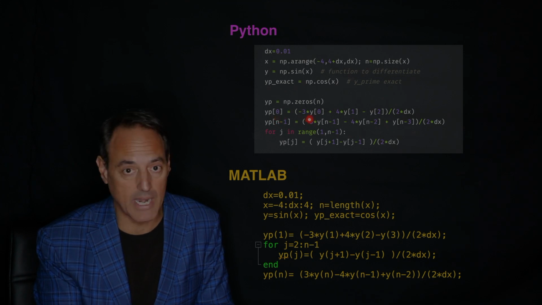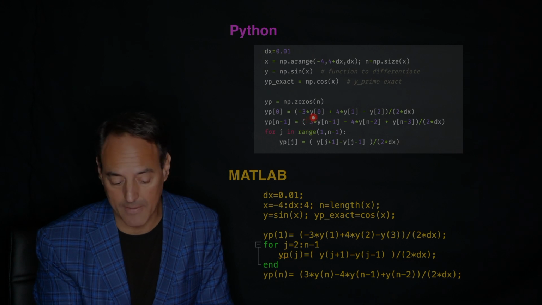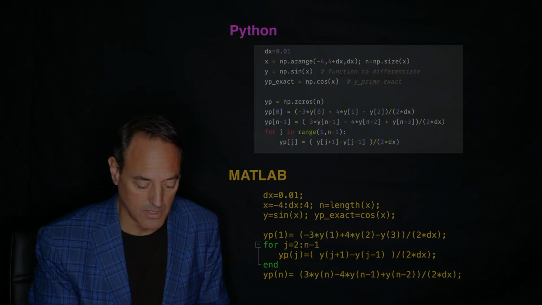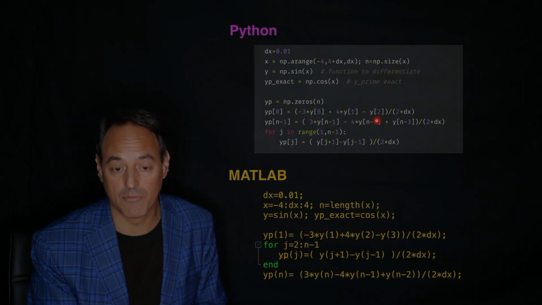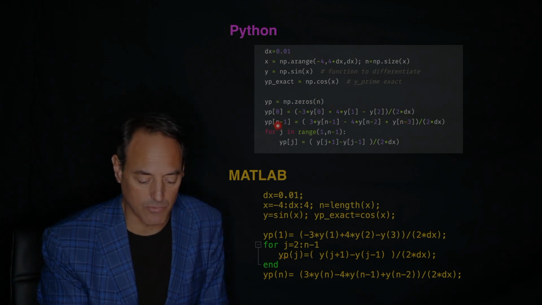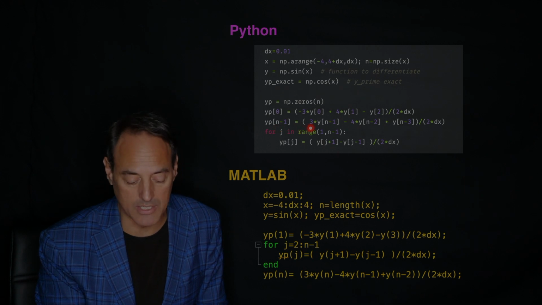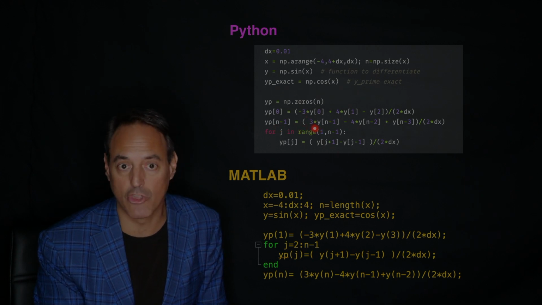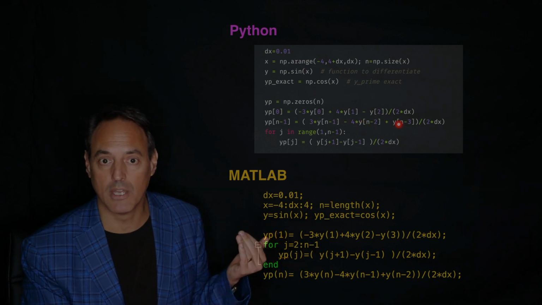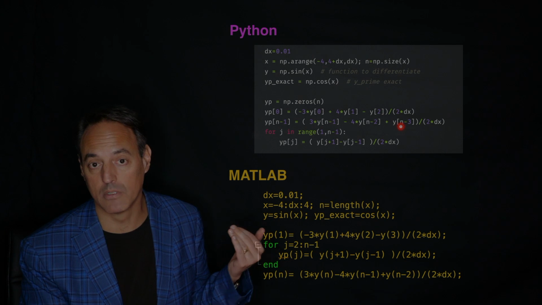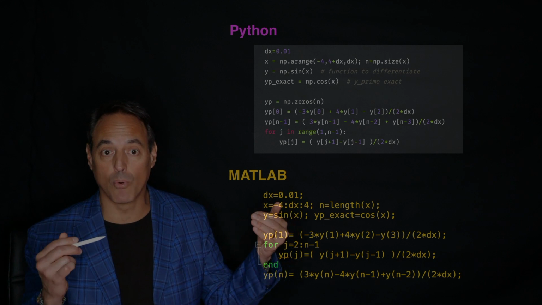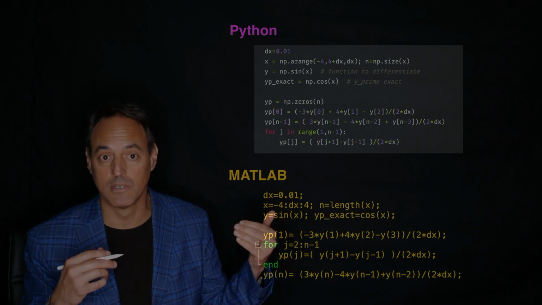And I use the formula right out of the tables, which is -3 of the point I'm at, plus 4 of the point in front of me, minus 1 of the point y of 2, and then divide by 2 delta x. The last point has a backward difference formula, which is yp of n minus 1, and it's actually the opposite of the signs here. It's 3 of the current point, minus 4 of the point interior, and then plus the point 2 points away from you, divided by 2 delta x. Those are the endpoints. I'm using the forward and backward difference formulas from the tables.